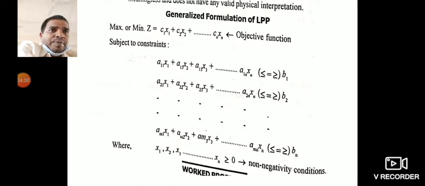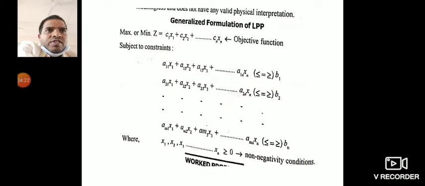In the second step, we define the other constraints with respect to the resources. And the third one is that x1 and x2, as I said in the previous slide, should always be greater than or equal to 0, non-negative values. This is the basic structure of the LPP problem. It involves 3 steps. We first define the objective function Z equation, next the other constraints, and third, x1, x2, x3 greater than or equal to 0.